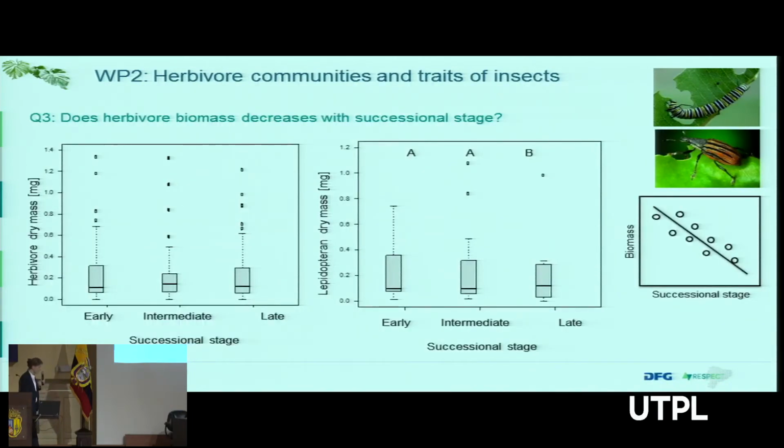What we can say, and Jörg has shown this graph already, is that we didn't find a difference in herbivore dry biomass across the successional stages within our PFTs, and only for the Lepidoptera we find a slight decrease or a difference in the late successional stages towards the early and mid-successional stages. And it's all data only from 2,000 meters, I have to say.